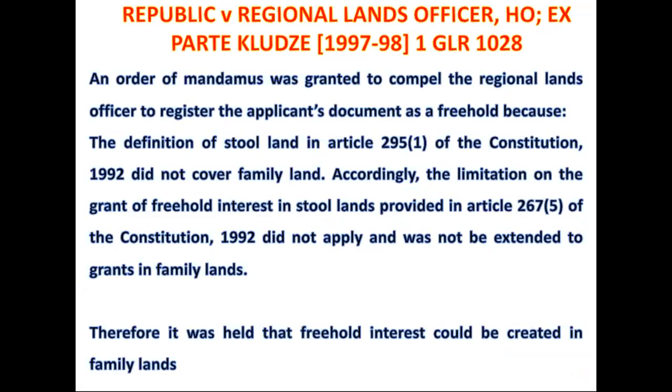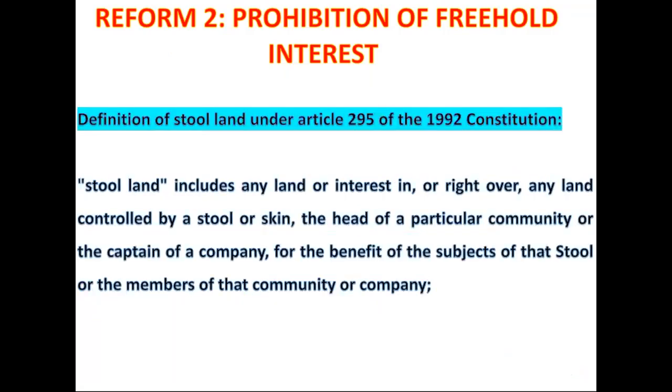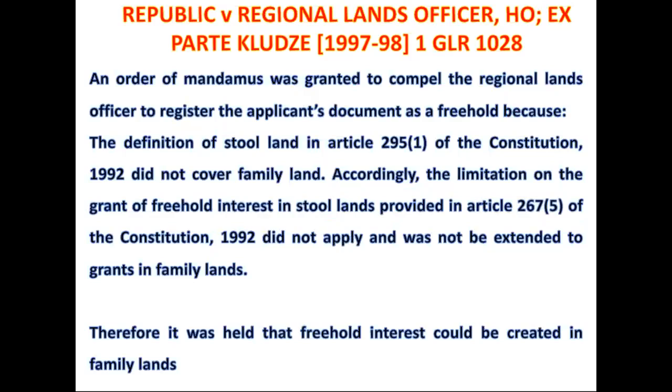The court agreed with him. The court agreed and awarded the order of mandamus to compel the Regional Lands Officer to register the freehold interest, because according to the court, the prohibition under Article 267 Clause 5 was only in relation to stool land, and it didn't relate to family land. And so in this case of Republic versus Regional Lands Officer, ex parte Cluj, reported in 1997-98, One Ghana Law Report at page 1028, the court granted the order of mandamus to compel the registration of the freehold interests in family land.